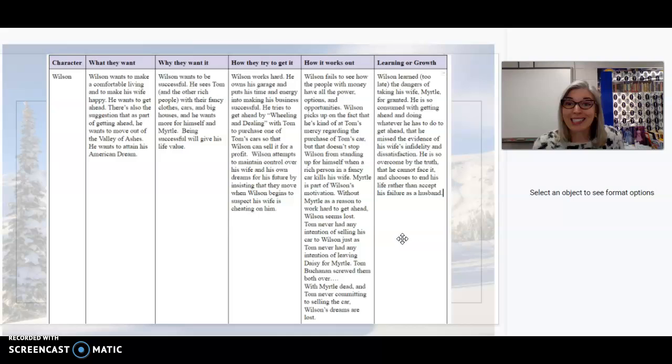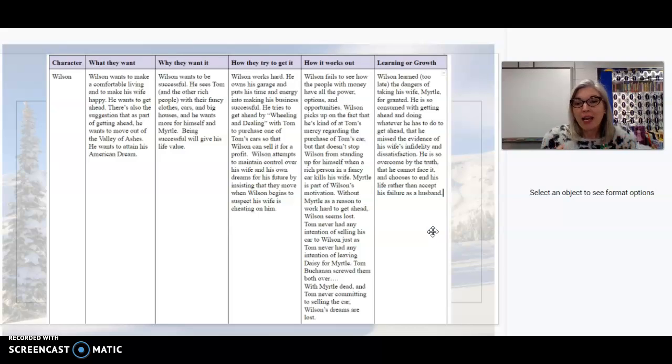Wilson learned too late the dangers of taking his wife, Myrtle, for granted. He is so consumed with getting ahead and doing whatever he has to do to get ahead that he missed the evidence of his wife's infidelity and dissatisfaction until it's too late, right? He finds that little dog collar, and that's when he confronts her. And that's after she's been having an affair with Tom for months, right? In fact, treating Wilson badly in front of Tom. And Wilson never picked up on that.